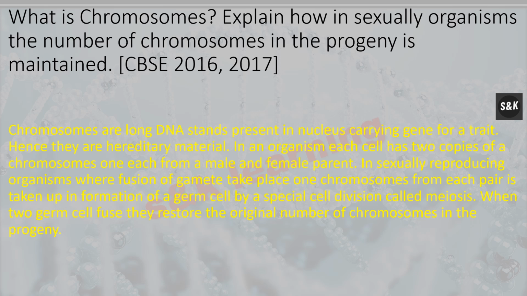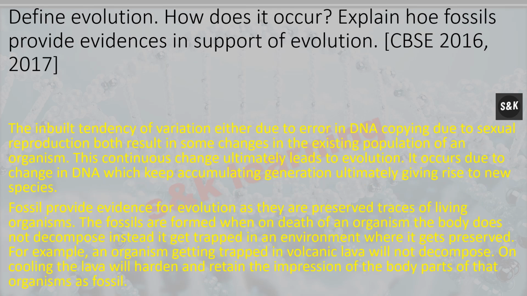What are chromosomes? Explain how in sexually reproducing organisms the number of chromosomes is maintained. Chromosomes are long DNA strands present in the nucleus carrying genes for a trait. Hence, they are hereditary material. In an organism, each cell has two copies of each chromosome, one each from the male and female parent. In sexually reproducing organisms, where fusion of gametes takes place, one chromosome from each pair is taken up in formation of a germ cell by a special cell division called meiosis. When two germ cells fuse, they restore the original number of chromosomes in the progeny.